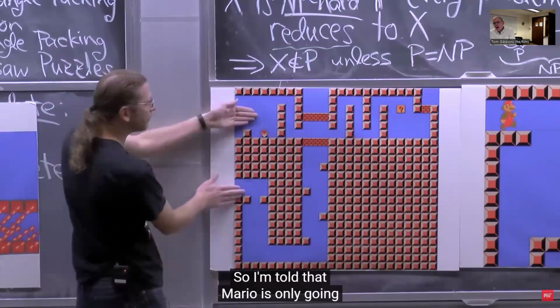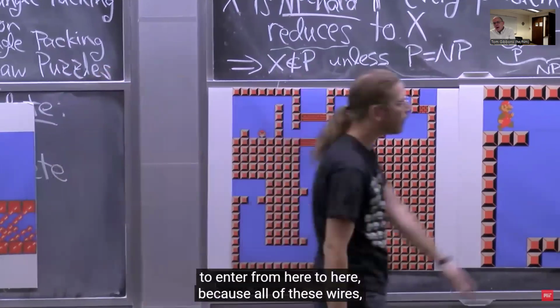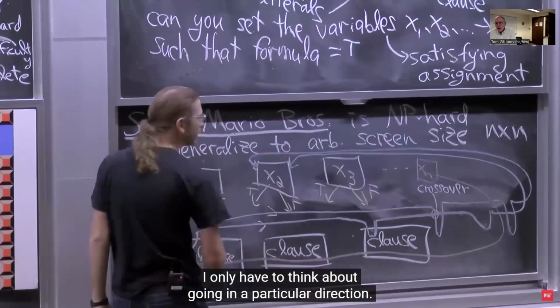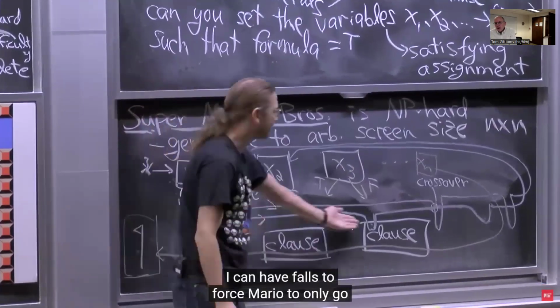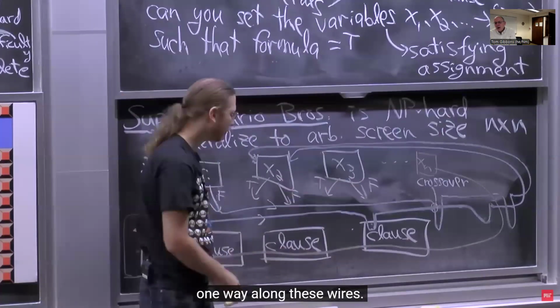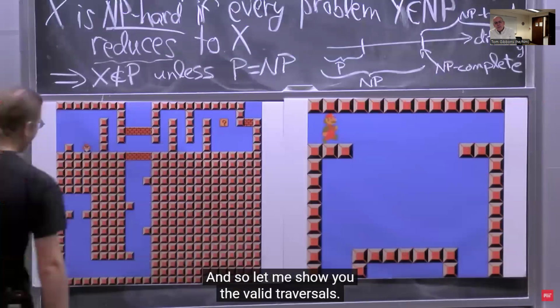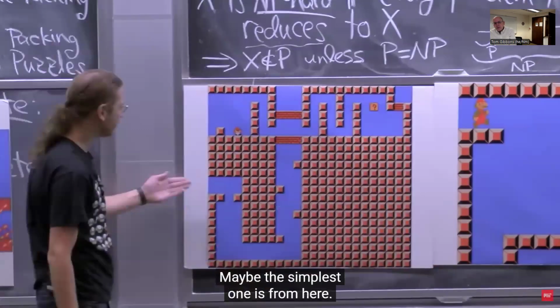Okay, so I'm told that Mario only has to enter from here to here, because all of these wires I can make one-way wires. I only have to think about going in a particular direction. I can have balls to force Mario to only go one way along these wires. And so let me show you the valid traversals. Maybe the simplest one is from here.